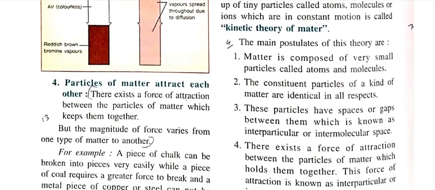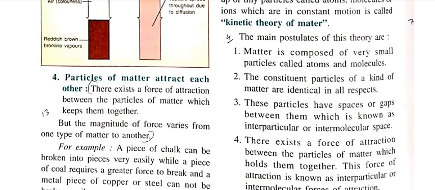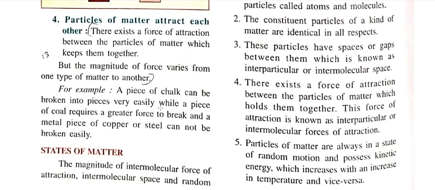Coming to property number 4, particles of matter attract each other. There exists a force of attraction between the particles of matter which keeps them together, but the magnitude of the force varies from one type to another. For example, a piece of chalk can be broken into pieces very easily, while a piece of coal requires a greater force to break, and metal pieces, copper, iron, and steel cannot be broken easily. Although they can be broken, a substantial amount of force is required.